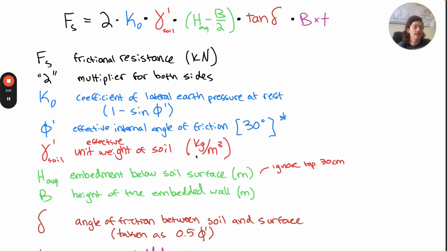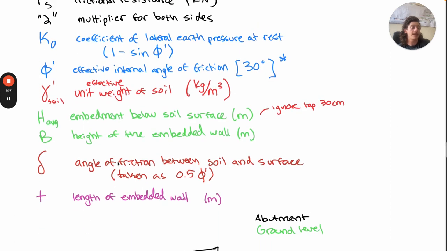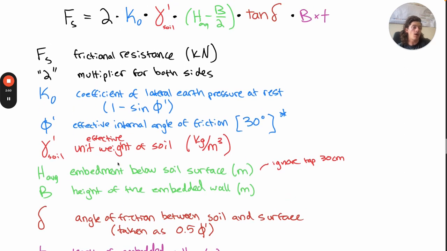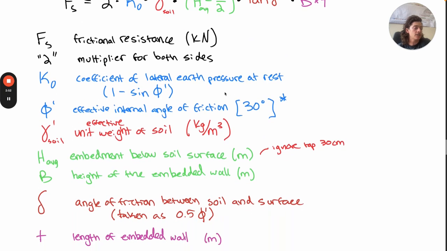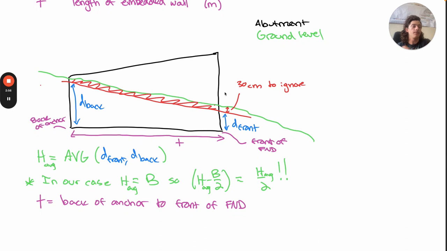B is the height of the embedded wall, so the height of the embedded ramp wall. And delta is the angle of external friction between the soil and the surface, and this is taken as 0.5 phi prime. Finally, T is our length of embedded wall. So you can see the full equation here.